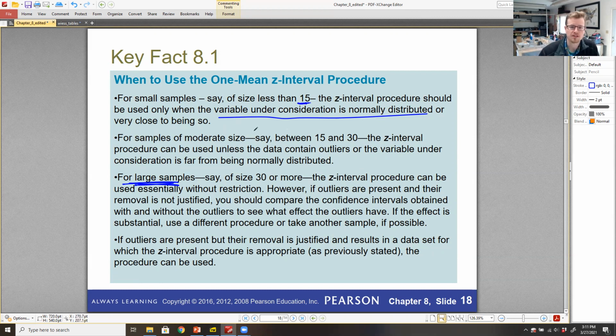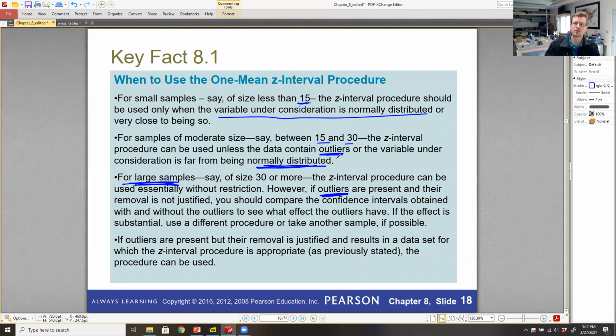If we have a sample of moderate size between 15 and 30, again, there has to be no outliers, and it has to be normally distributed. Has to be, otherwise we can't use it. Or very close to normally distributed. For large samples, we still don't want any outliers.